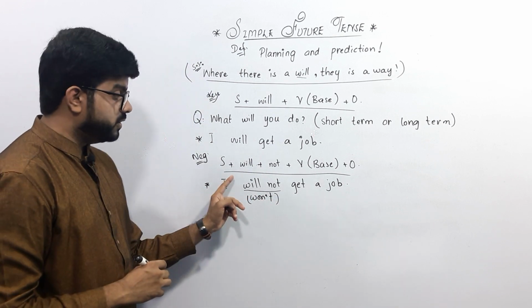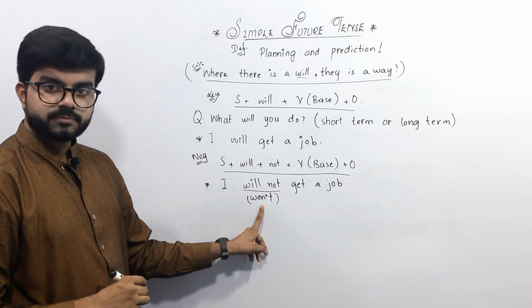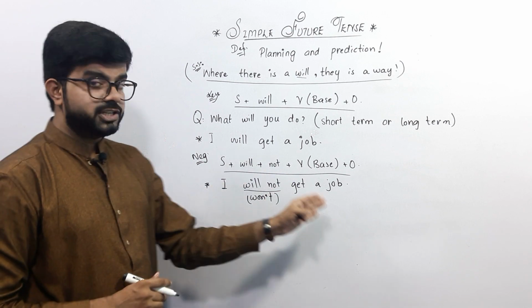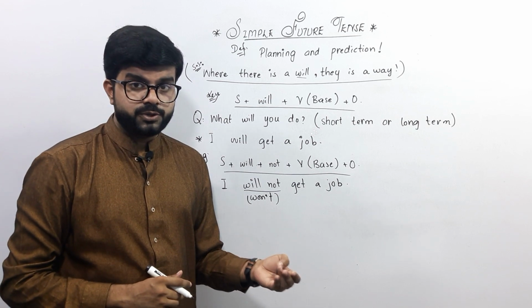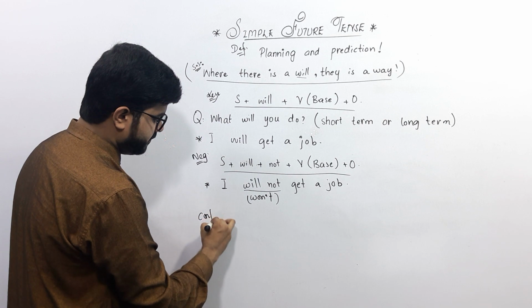Won't is actually the contraction of will not, and we use it over here, right? You can speak in either way, right? I will not get a job, I won't get a job. I will not talk to you, I won't talk to you, right? So it's your choice, right?